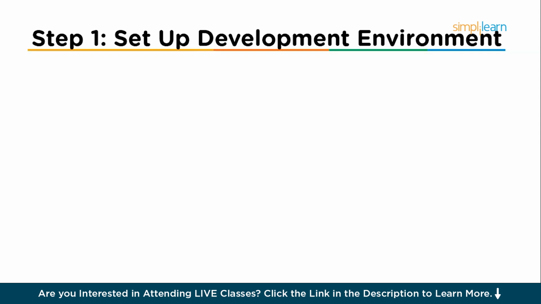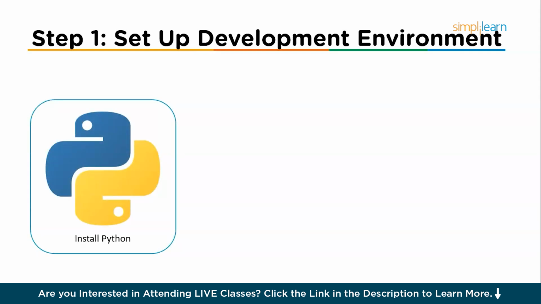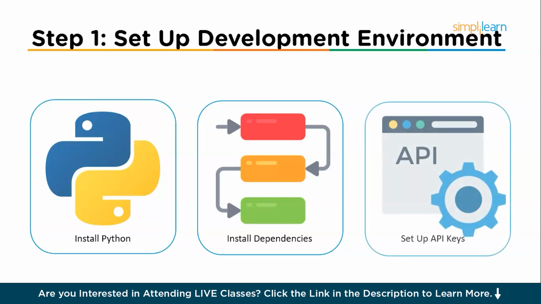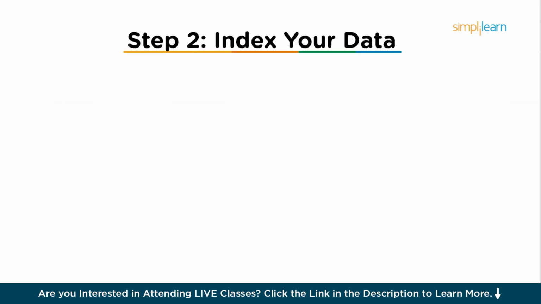The first one is install Python. Ensure you have Python installed on your device, as Llamaindex is built on Python. Then install the dependencies. Use a package manager like pip to install Llamaindex and other necessary libraries like OpenAI if you are using GPT-based models. Thirdly, we will set up the API keys. If you are using external models such as OpenAI, make sure you set up the necessary API keys for your access.